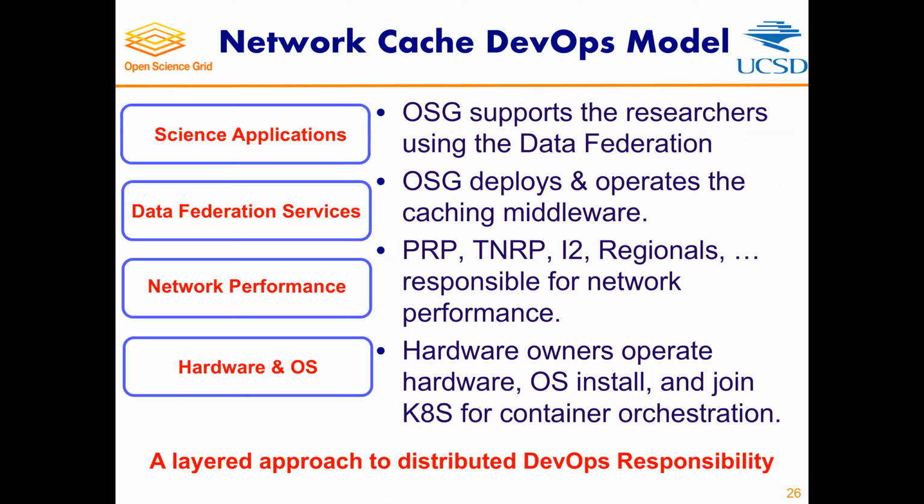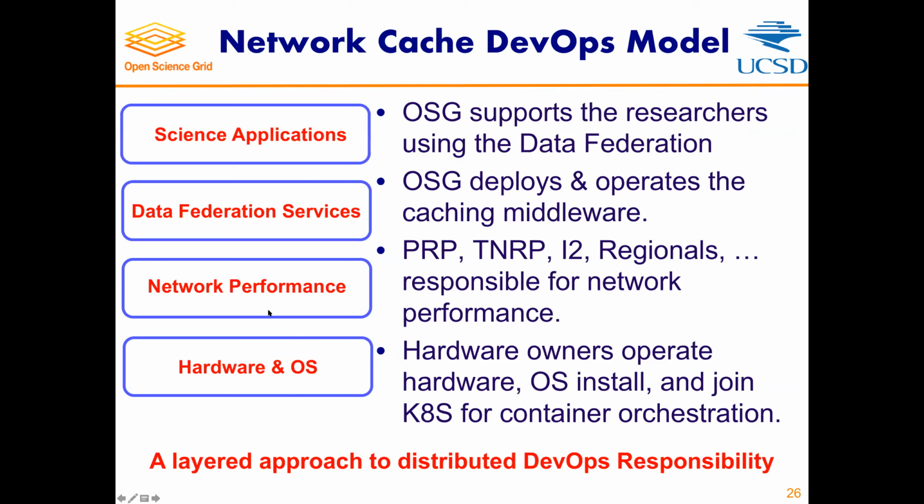I think of our network's cache deployments as a layered approach to distributed DevOps responsibility. So OSG has the top 2 layers, and underneath there are other organizations that have responsibility. If you go from the bottom up, hardware and OS is the responsibility of whoever owns the hardware. For example, for the caches that Internet2 provides or GPN provides, they own the hardware, so they are responsible for the hardware and the OS. And they are responsible to install Kubernetes and then join the PRP Federation cluster.